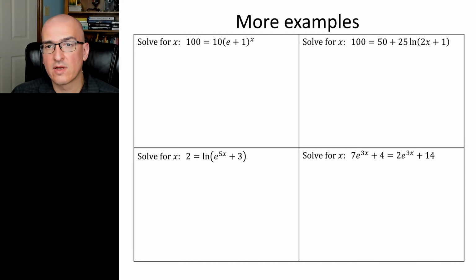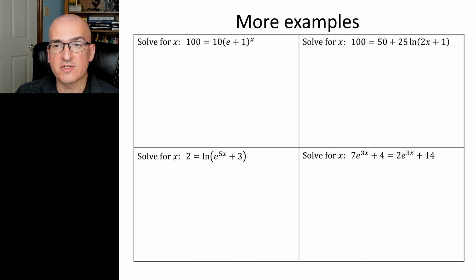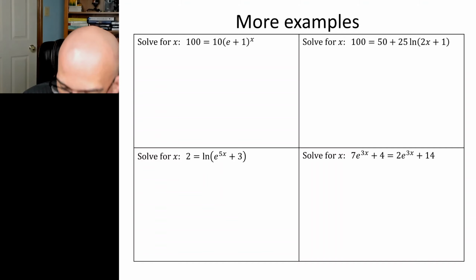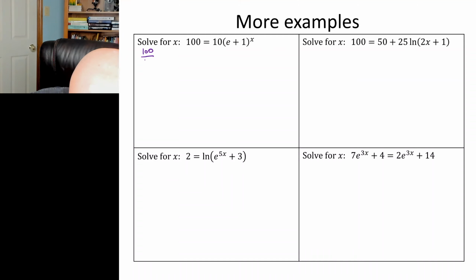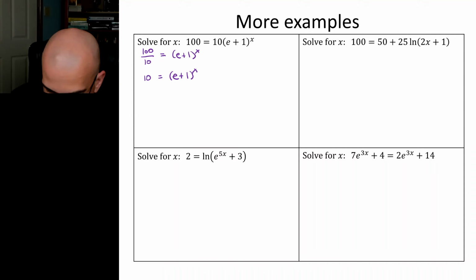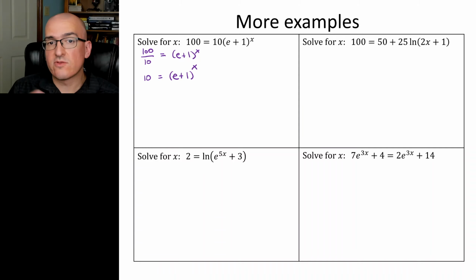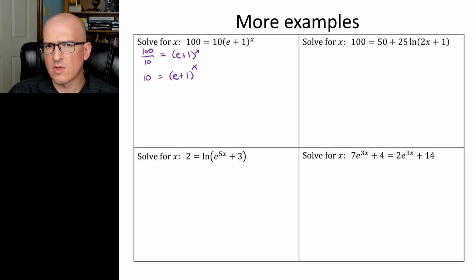Step 1, I want to isolate the exponential function, the e plus 1 to the power of x. To do that, I'm going to divide both sides by 10. So 100 divided by 10 is equal to e plus 1 to the power of x, so 10 is equal to e plus 1 to the power of x. Now we come to a choice. We can take log of any base that we want, including a log base e plus 1.